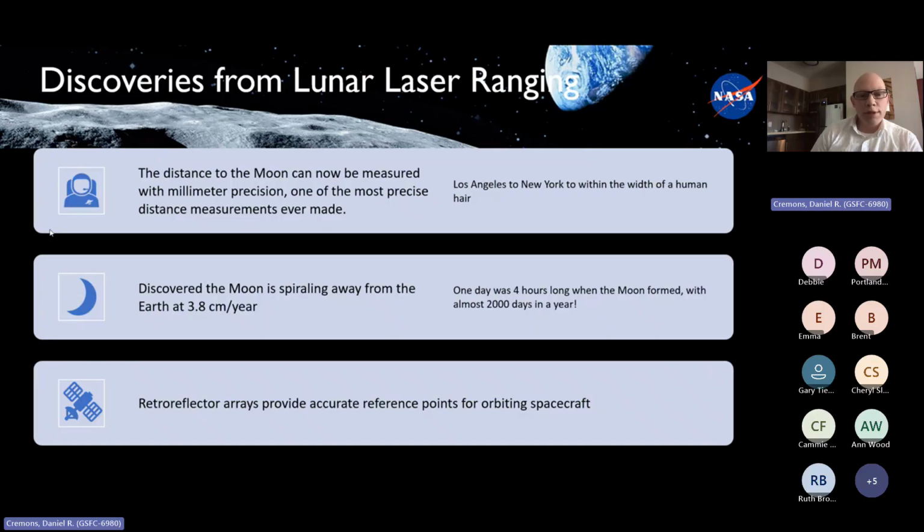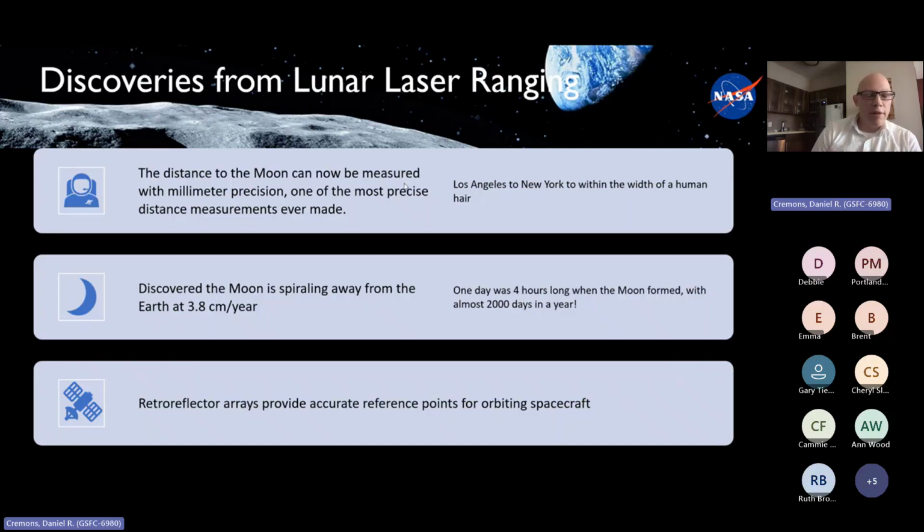And what they determined is that the day when the moon formed, a day was about 4 hours long, which made almost 2,000 days in a year, which is pretty amazing. Now the moon is continuing to spiral away from us at this rate, and the day is still getting slightly longer. None of us will probably feel its effects, but those who are here millennia from now will look back on our 24-hour days as quite brisk.